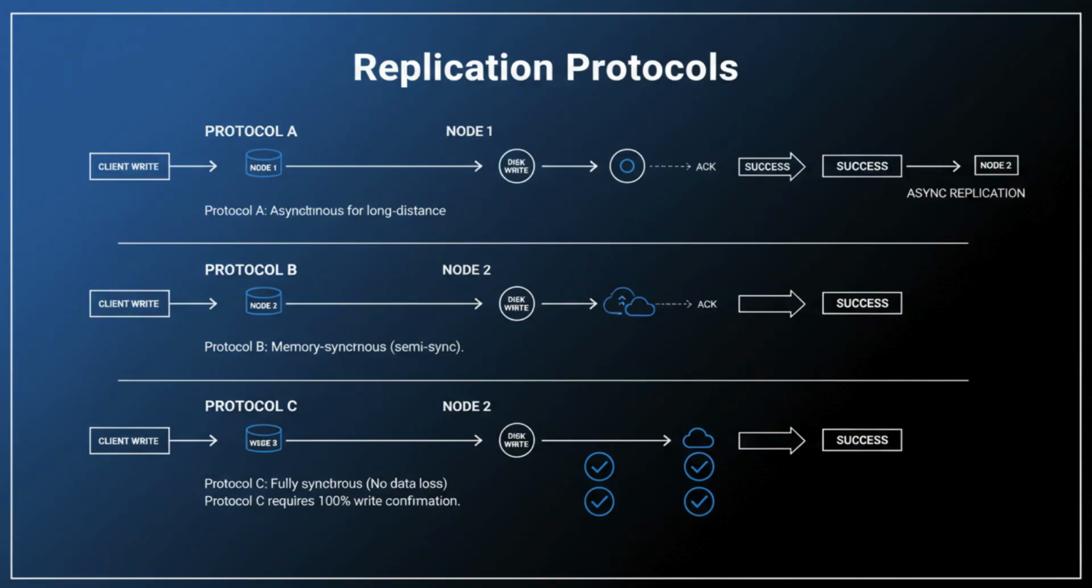Protocol B is semi-synchronous, requiring the data to reach the remote node's memory. Finally, Protocol C is fully synchronous. It is the gold standard for high availability. A write is only finished when both the local and the remote disks confirm the I/O. In high-speed local area networks with 10 gigabit or faster, Protocol C ensures zero data loss during a failover, providing the strongest consistency model available.